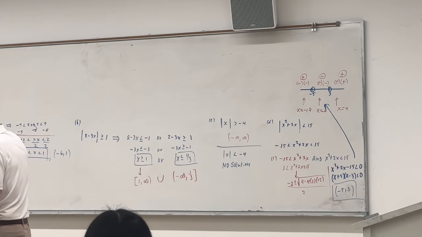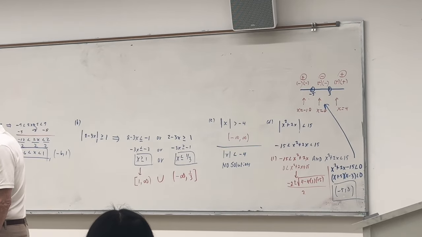Guys, I'm gonna leave this, I'm not gonna erase anything right yet. Any concerns about the routine here? The V-shaped graph, the absolute value graph, and all that business? Anything at all to ask about?